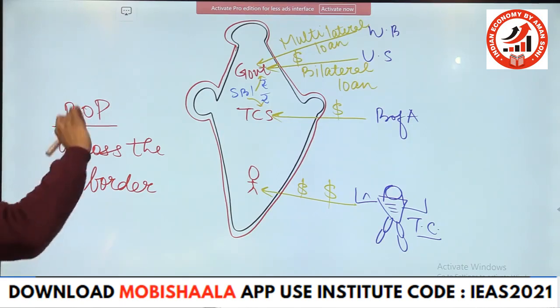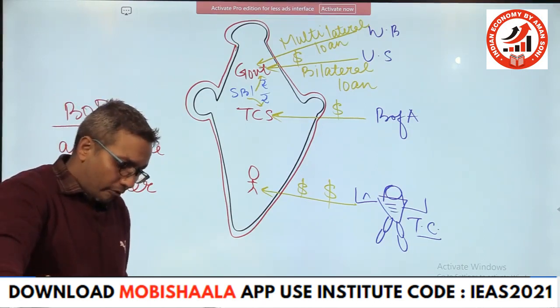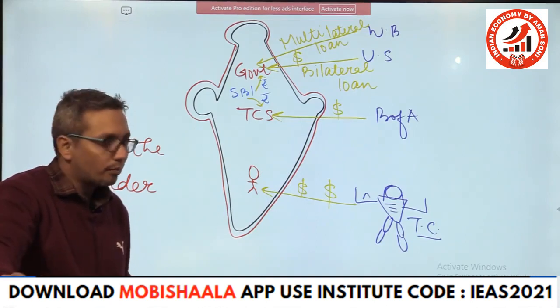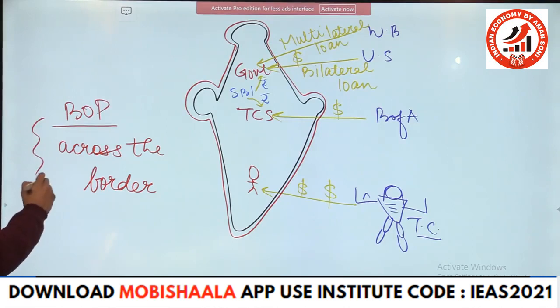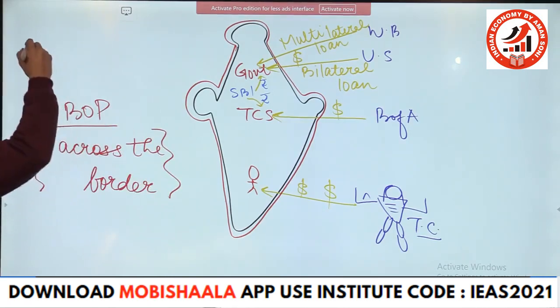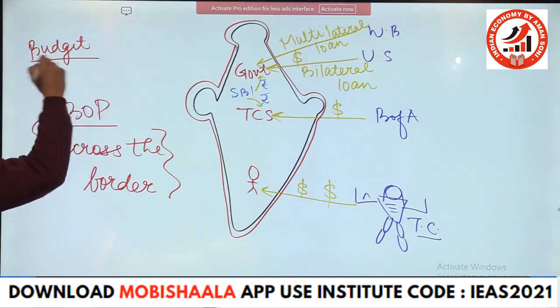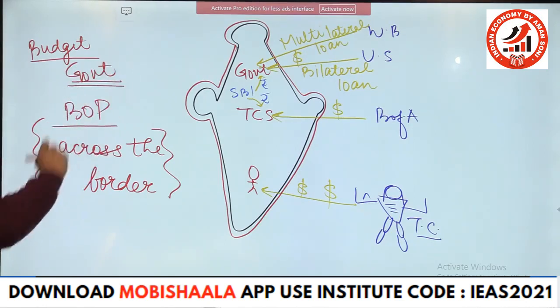So BoP is also a record of financial transactions. Budget is also a record of financial transactions. What is the difference? For any transaction to be part of BoP, the transaction has to happen across the border. And for any transaction to be part of budget, government needs to be part of that transaction. All right.